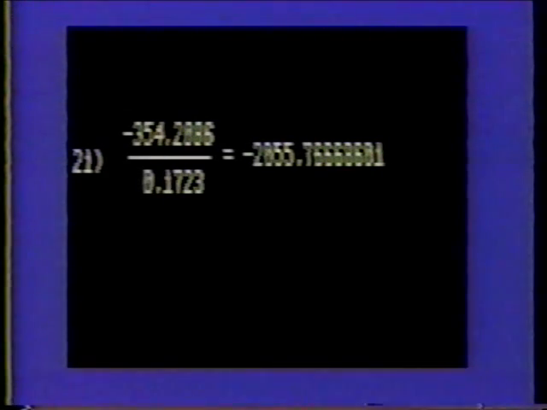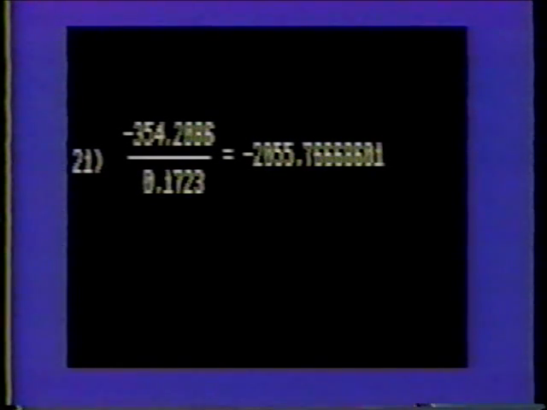Number 18. You may want to use your calculator to solve this problem. 6.17 times 1.23 is 7.5891. Number 21. This is also a calculator problem.